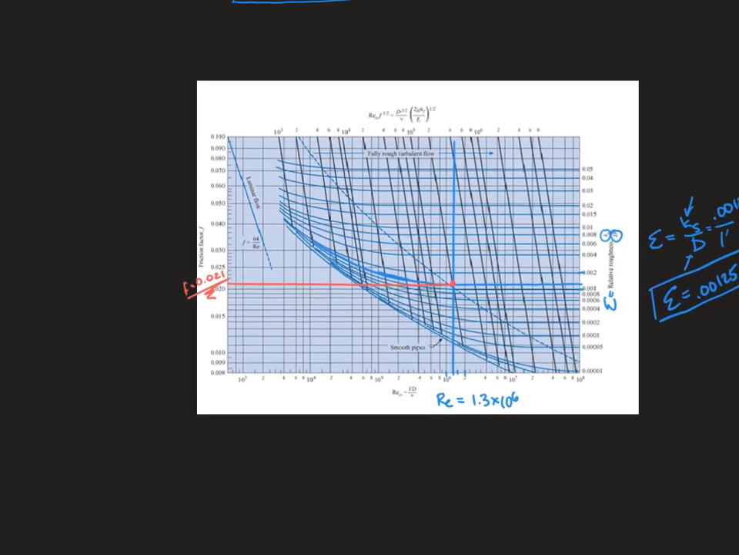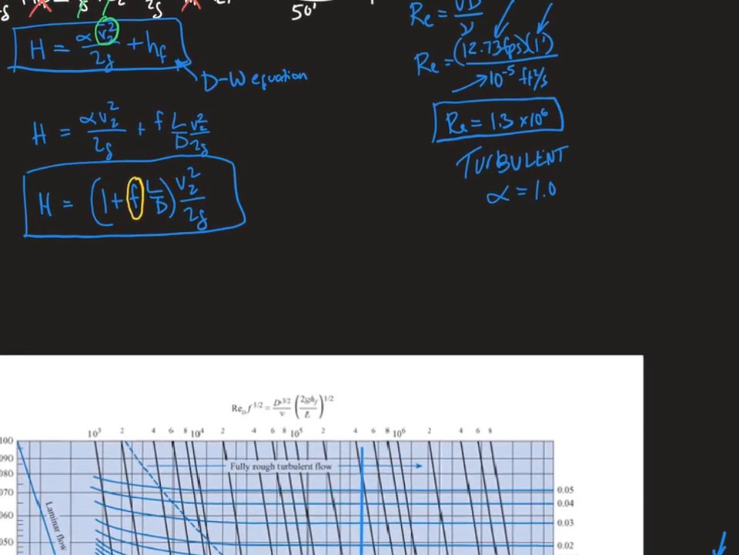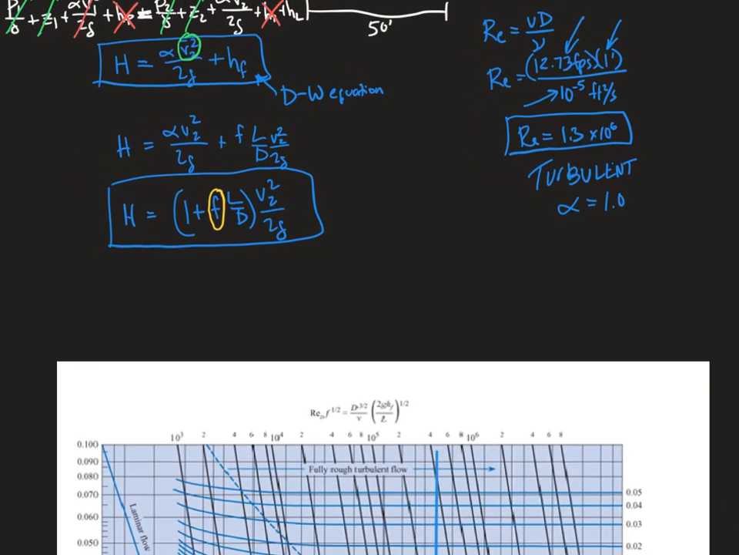So that's pretty good. Okay, so we can go back up here, and now we can attempt to solve this problem all the way. Because what we're looking for is H. So we'll say H equals 1 plus 0.021. The length of the pipe is 50 feet. The diameter of the pipe is 1 foot. And then we've got V squared. V is 12.73, I believe.